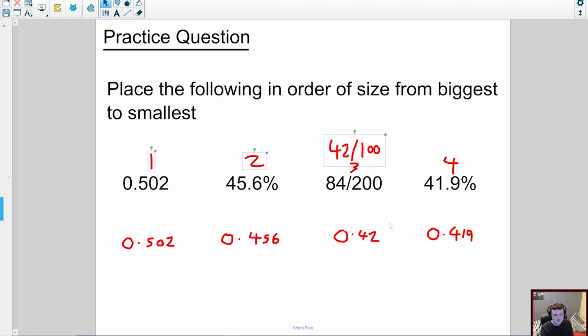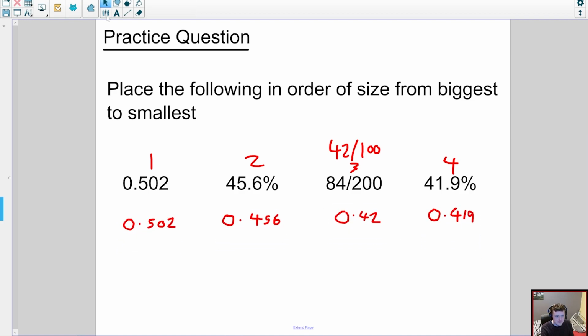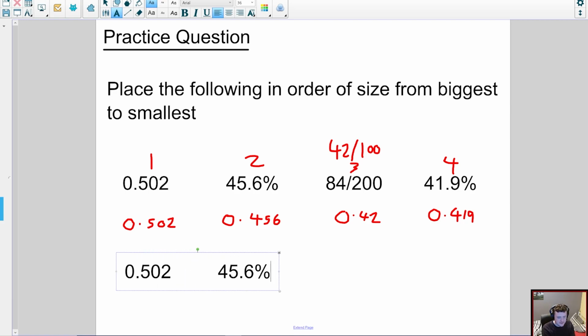And so what we would do is we'd rewrite these as my answers underneath. So I'll move these up a second, then I'm going to write them back out. So it's a bit redundant, but you do have to do this. So it'll be 45.6%, then it'll be 84 out of 200, and then it'll be 41.9%. Like that. And so that will be my answer.